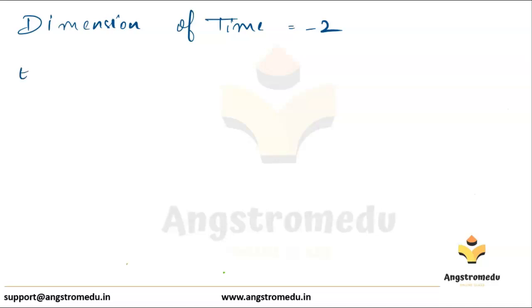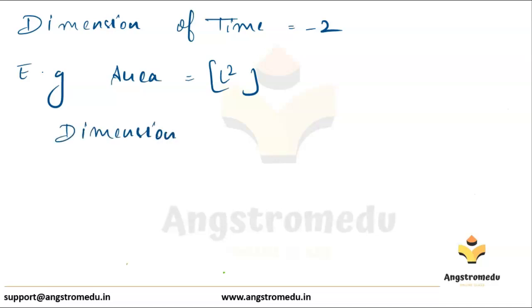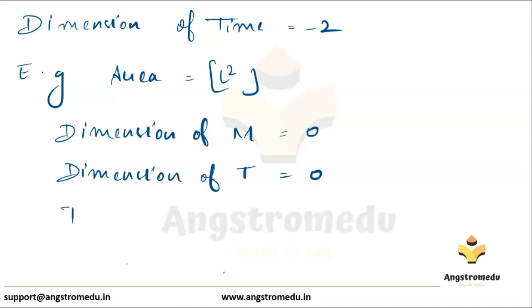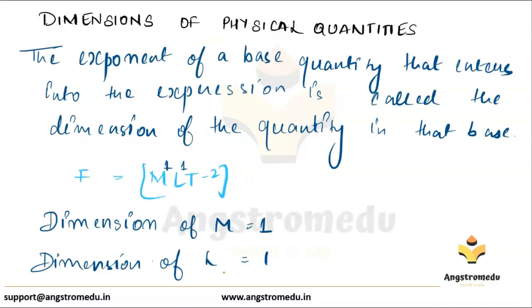If we talk about another example, area, the dimensional formula of area is L square. So here the dimension of mass will be 0. Similarly, the dimension of time will also be 0. But the dimension of length is here 2. So, this is about the dimensions of physical quantity.